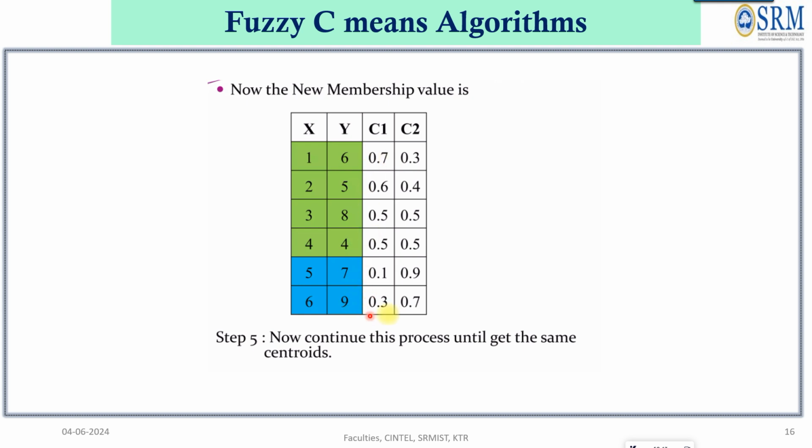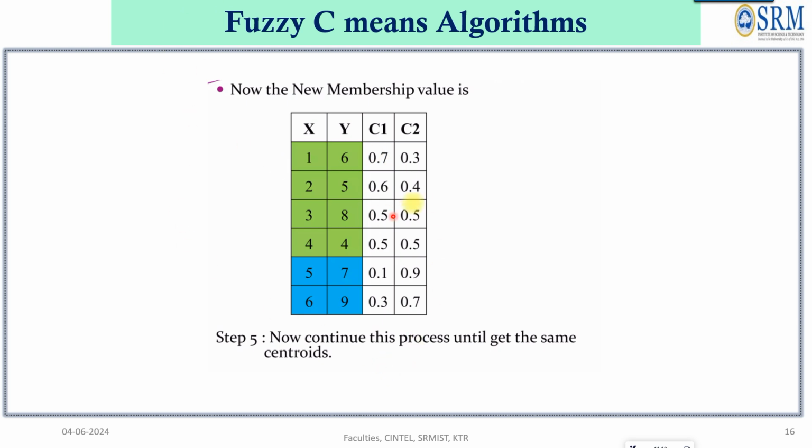If you closely observe, for the first data point, which cluster has the maximum probability value? Cluster 1 has the maximum probability value, so this belongs to C1. And similarly, compared to these two, C1 is the maximum. Here also I just randomly picked C1. So the first 4 data points belong to C1. And moving on to the last two, the highest probability values are 0.9 and 0.7. Now continue this process until you get the same centroid like this.